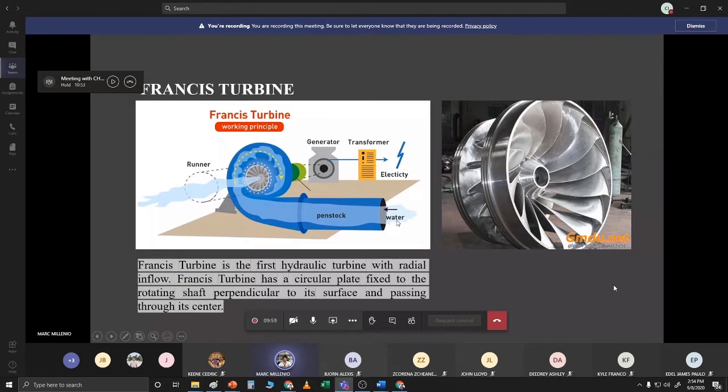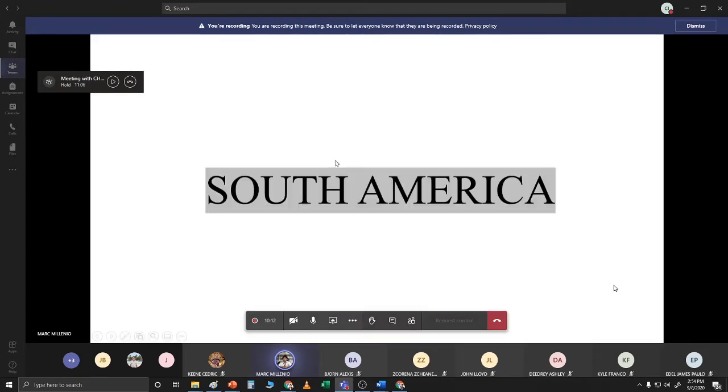So, dito po sa Francis turbine, dito pumapasok yung tubig sa penstock, tapos iikot siya, pupunta dito sa Francis turbine, palabas po. Then, dito po kami didiscuss na po namin yung dam po sa South America.